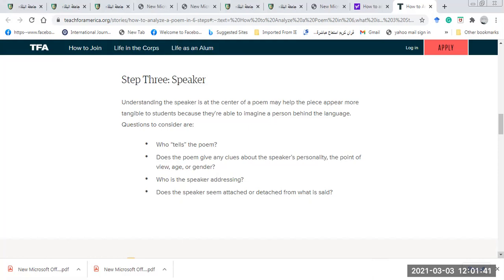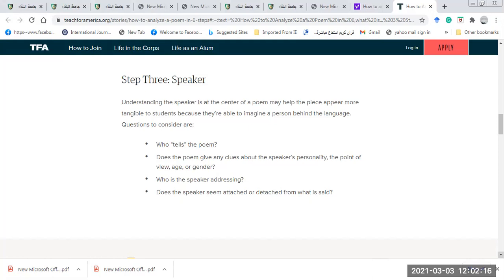Another question: who is the speaker addressing? Is he speaking with someone else, or is he speaking about a general emotional state? He's describing his state. If he is speaking to someone else, you have to understand the other person. If he is generalizing a certain emotional status, this is also important, because this reflects the emotional aspect, and we can know the mood of the poet.